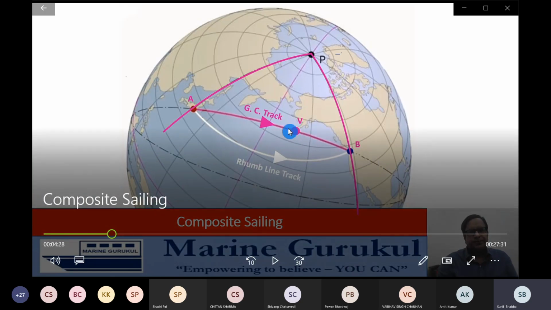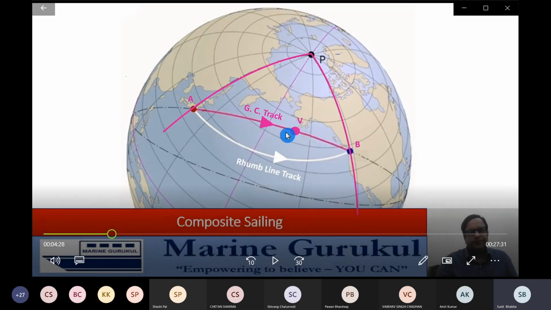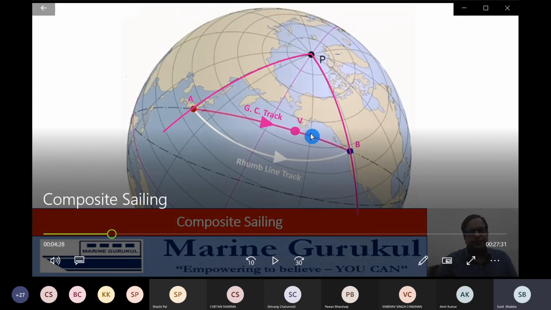Now there could be, in this case, the great circle track may be going over land, over non-navigable waters. Even if it is in navigable waters, going in so high latitude would take you maybe to the ice limits.